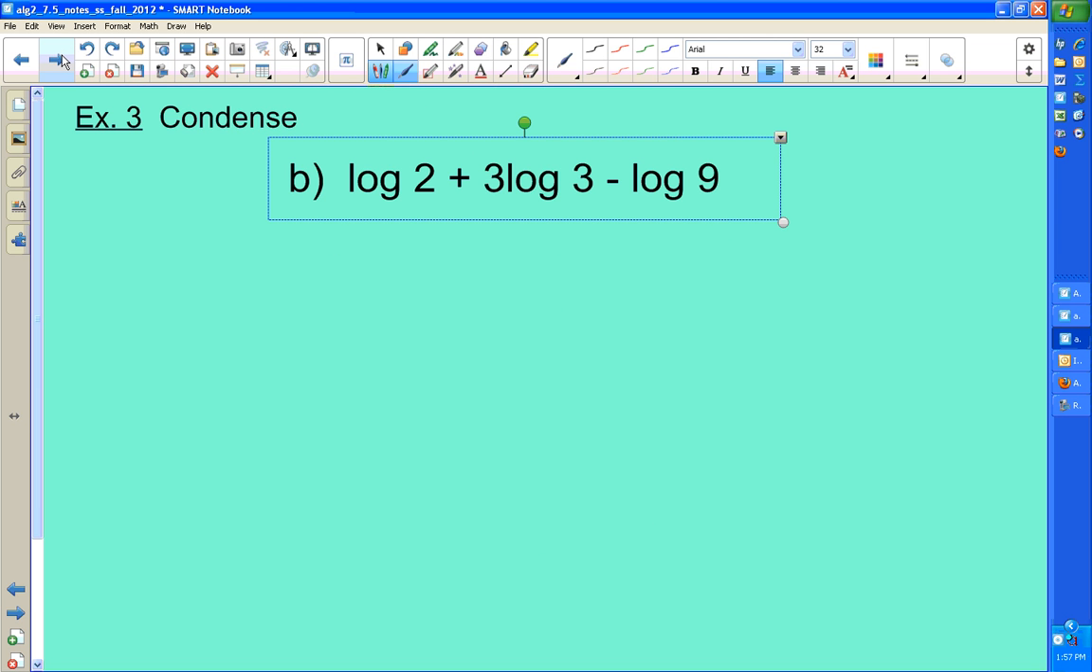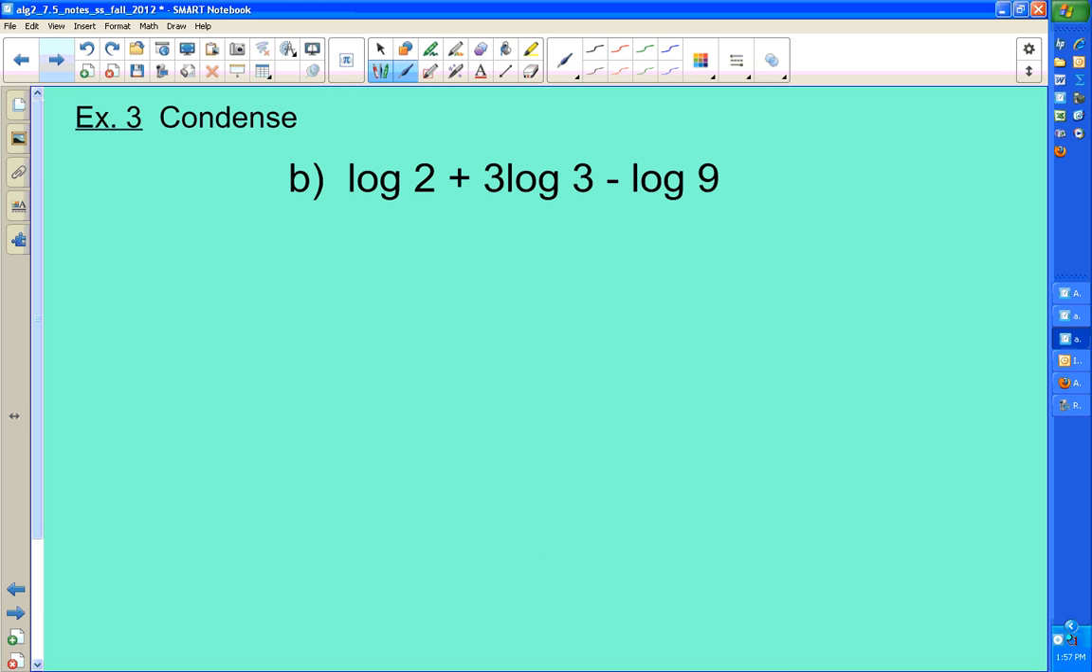Try this one. Okay, first one we do on this: power property. What is it? Log 7.